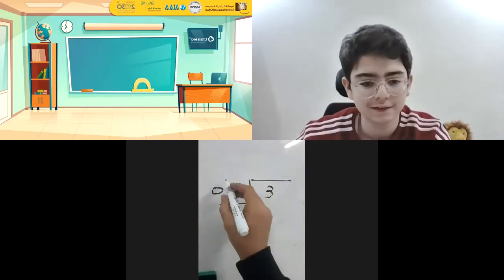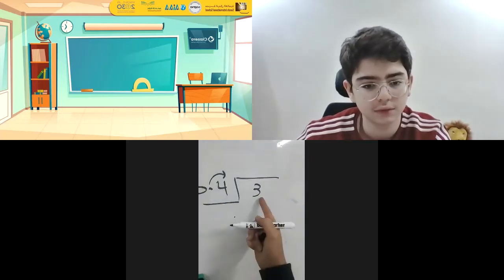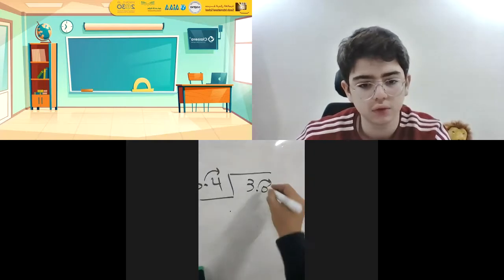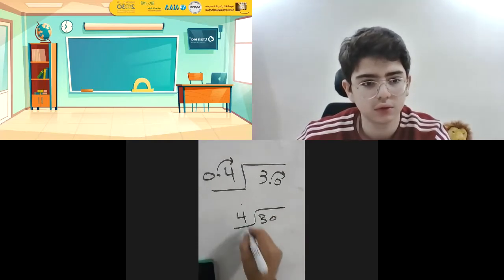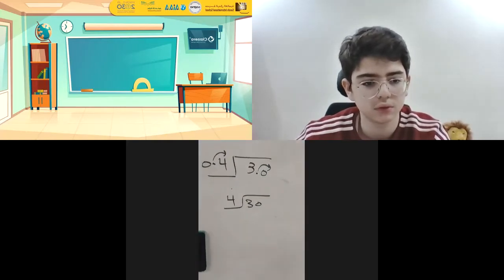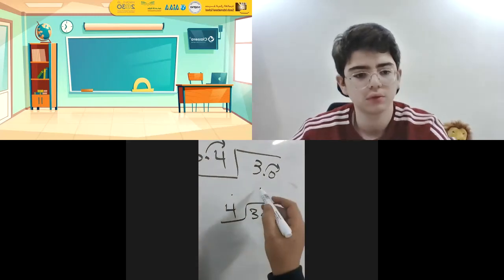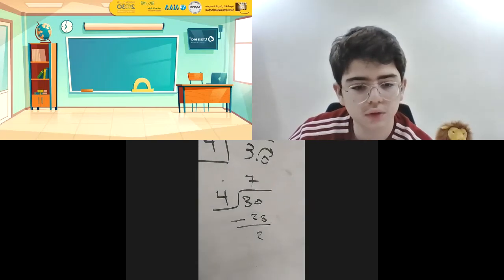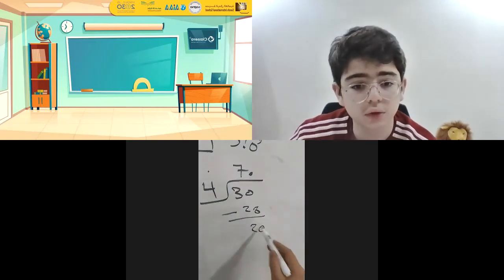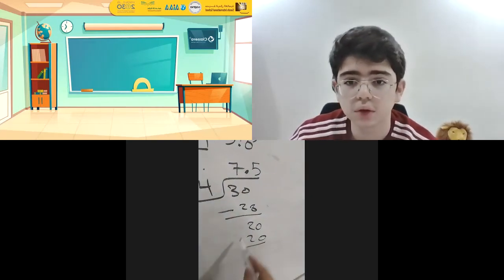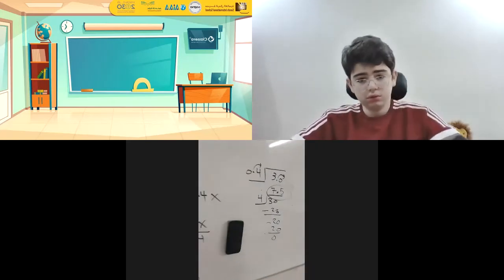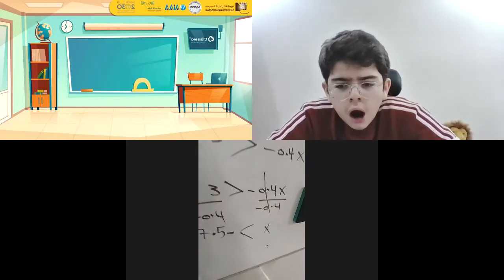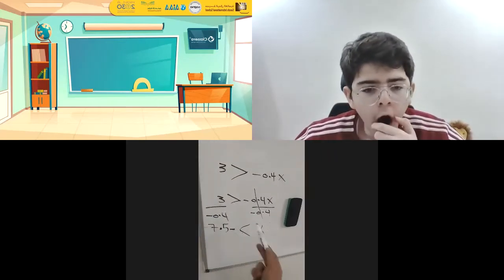I'll push it to the right one digit. But here I don't have a decimal to push, so it will be 30 here and 4 here, right? Now let's divide. 30 divided by 4 is 7, then 28, subtract, 2. We add a decimal and a 0. 20 divided by 4 is 5. 20, subtract, 0. So it is negative 7.5.